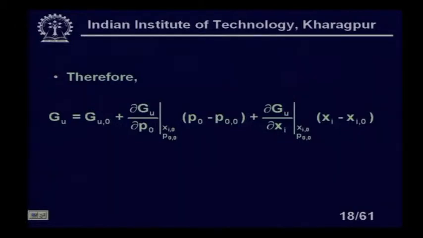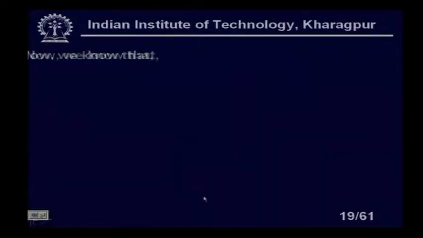One side we are taking the derivative, this is all partial derivatives, with respect to the output pressure, and the other side with respect to the displacement. Okay. So, that is, we are multiplying by the relative displacement or change of displacement x i minus x i naught. Similarly, here the change of pressure P o minus P o o. What is G u, G s? Already we have explained.